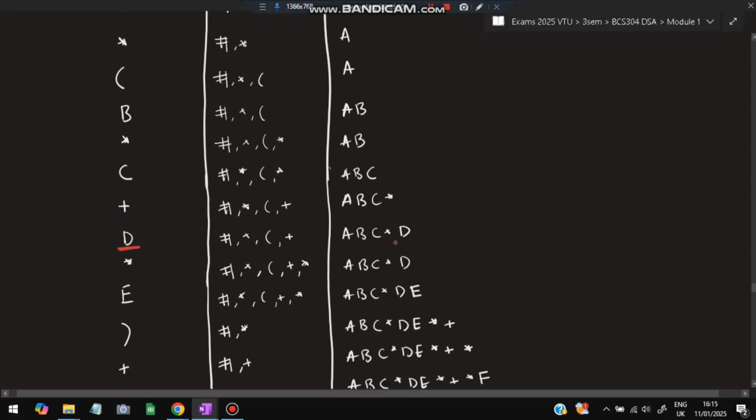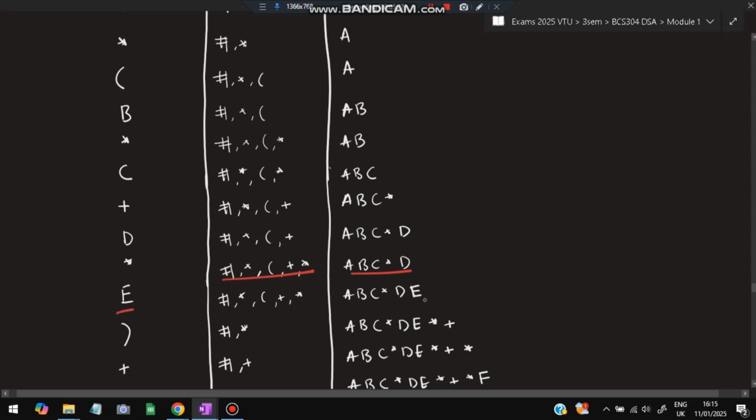D is here, so we'll write D after that, and again star came. This is the reverse scenario. See, star came and the top is the lower priority. When a higher priority comes and a lower priority is already present, you just add it beside it. That means star came here, no replacement will happen, you will add it beside it like this. So this is the answer till now, and here we'll have ABC star D.